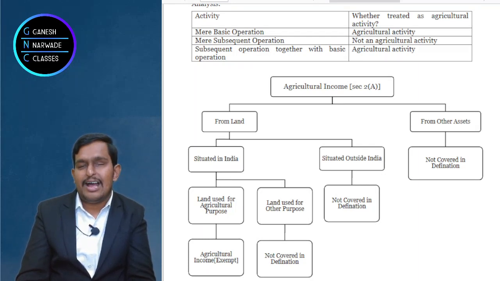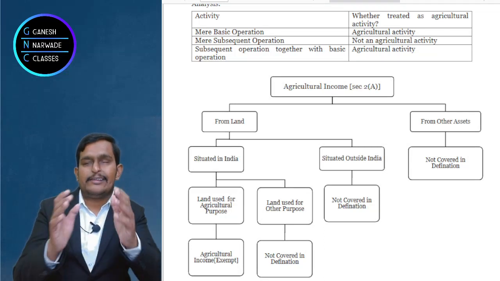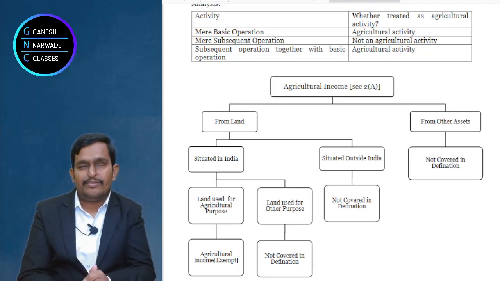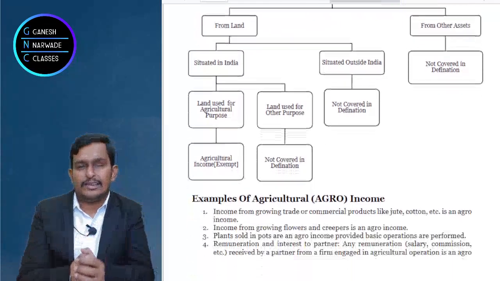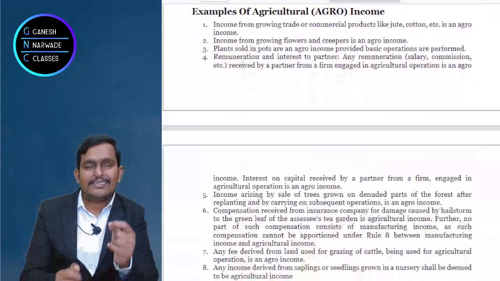Okay, are you clear what I said? Now let us try to understand certain examples of agriculture income. Once we do these examples, then we'll also discuss what are not agriculture incomes. Okay, let's start.